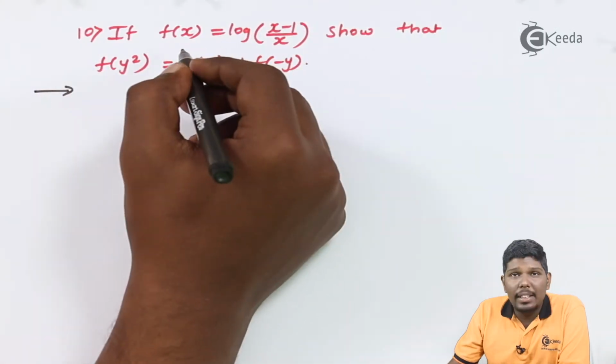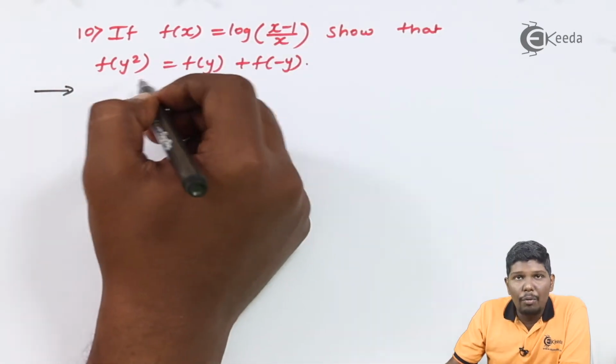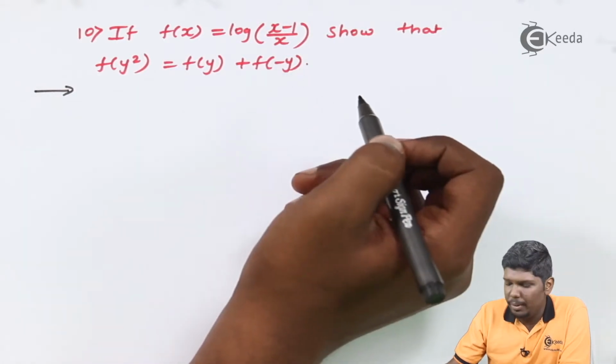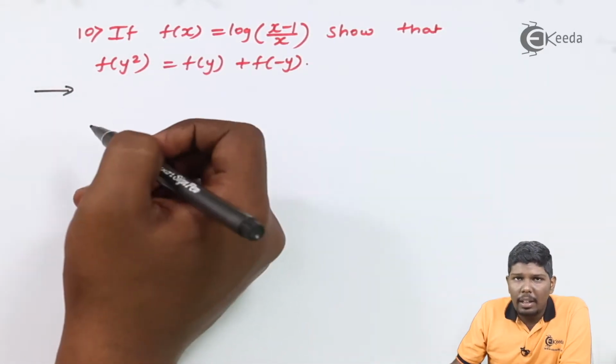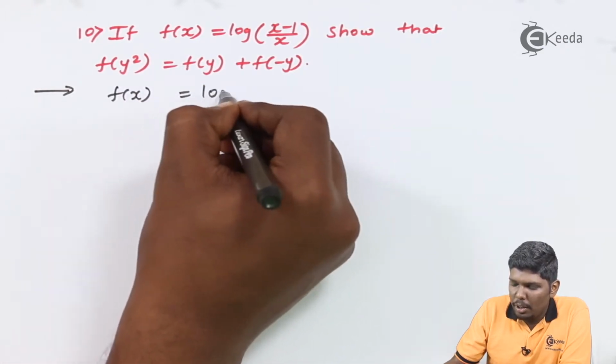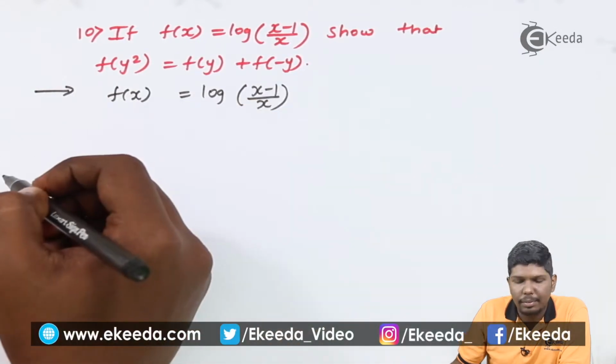So we have f of x is equal to log of (x minus 1) upon x. Show that f of y square is equal to f of y plus f of minus y. So let us start with the LHS. We have f of x as log of (x minus 1) upon x.